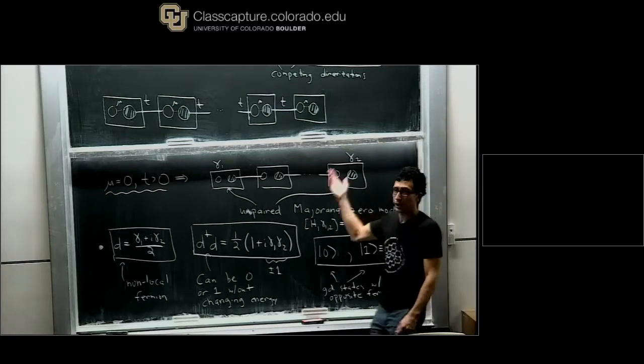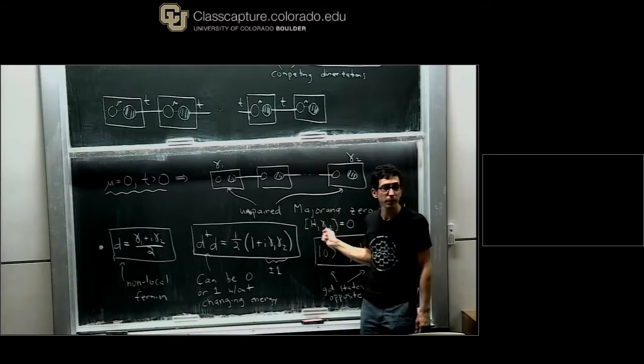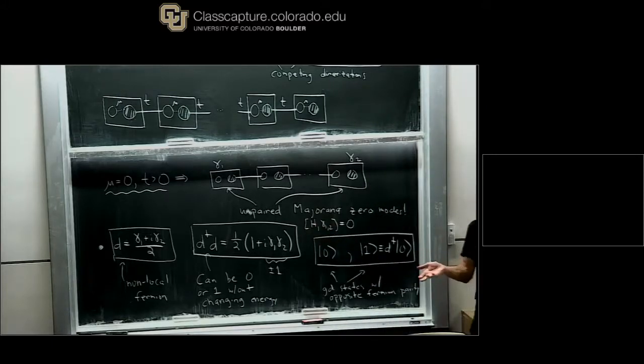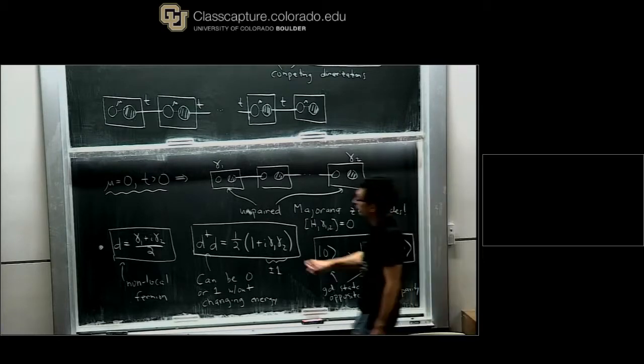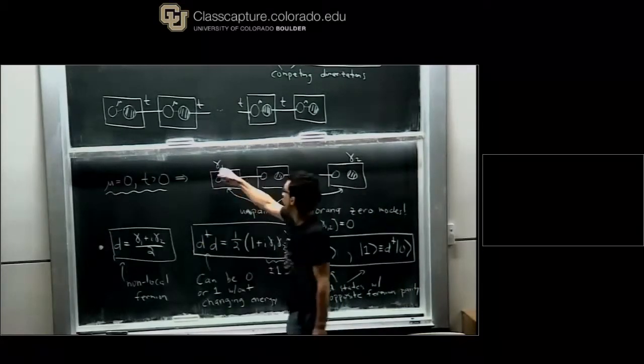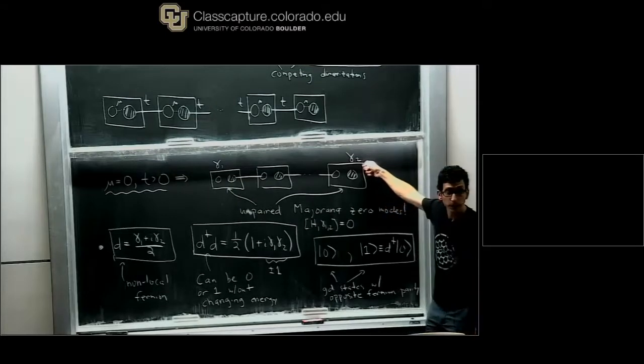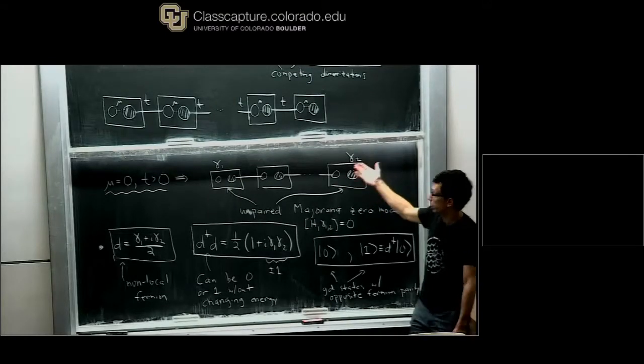They don't appear in the Hamiltonian, and they trivially commute with the Hamiltonian, and therefore acting with gamma_1 or gamma_2 doesn't change the system's energy. Okay. So what we did next is we reassembled those edge Majorana zero modes into a new ordinary fermion.